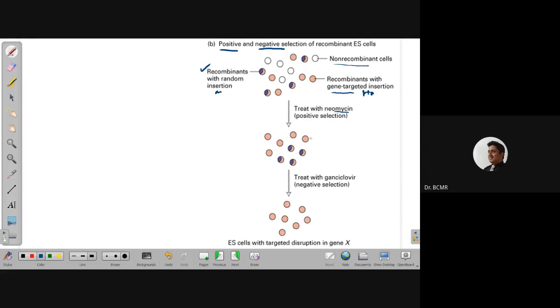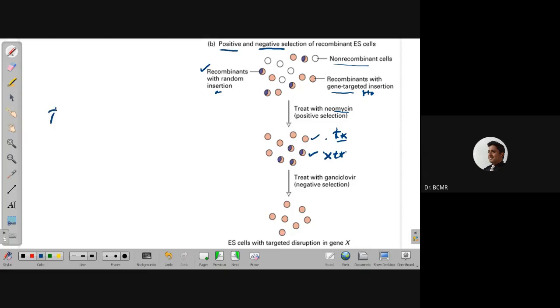In recombinants, as I was describing before, you have random integration sites, that is through non-homologous recombination, and through homologous recombination are these. The difference between these two cells is that the non-homologous recombinants have thymidine kinase also integrated, whereas those that have integrated through homologous recombination between X and Y do not have thymidine kinase. Now we perform negative selection.